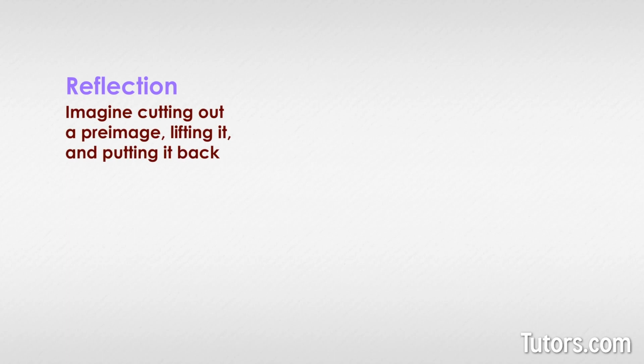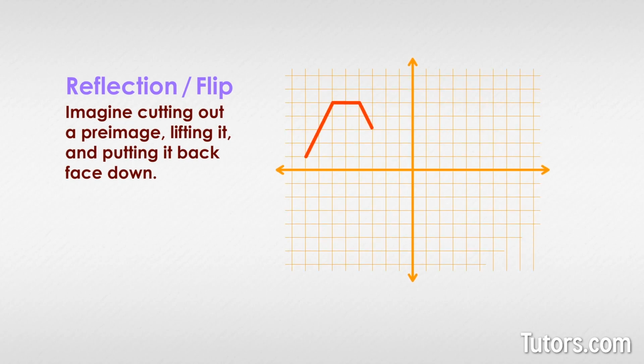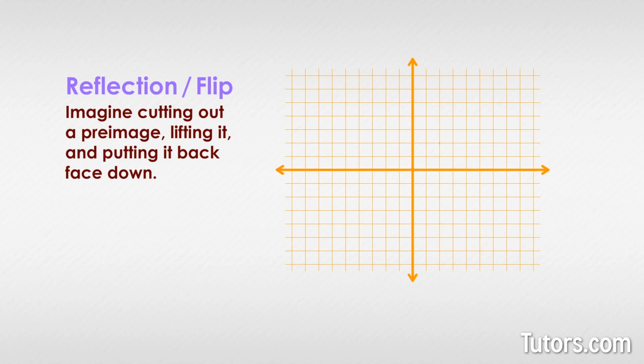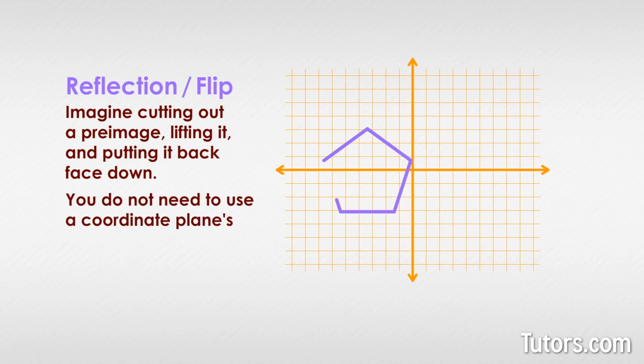Next we have reflection. Imagine cutting out a preimage, lifting it, and putting it back face down. That is a reflection, or flip. Which trapezoid image, red or purple, is a reflection of the green preimage? The purple trapezoid image has been reflected along the x-axis. You do not need to use a coordinate plane's axis for a reflection.